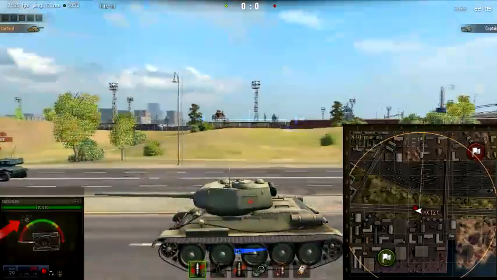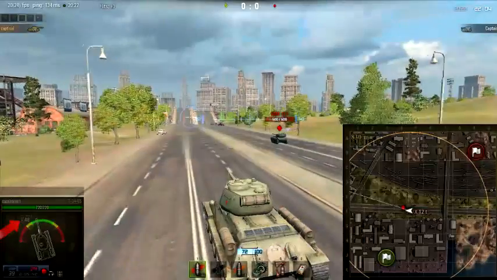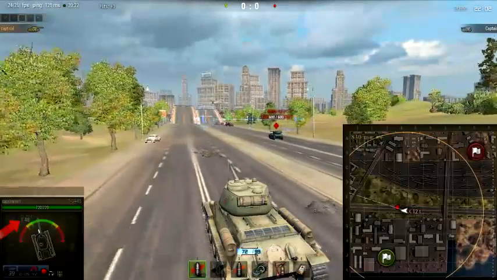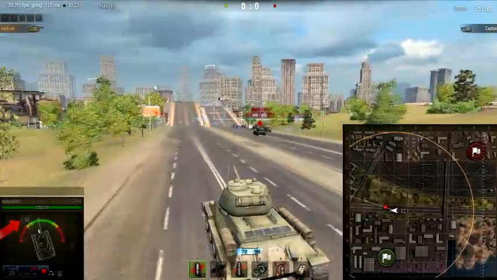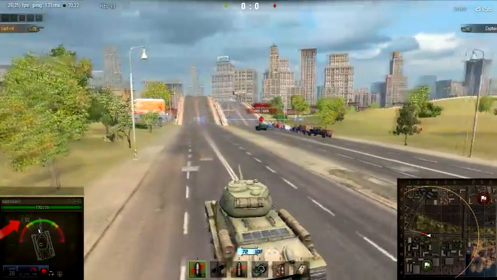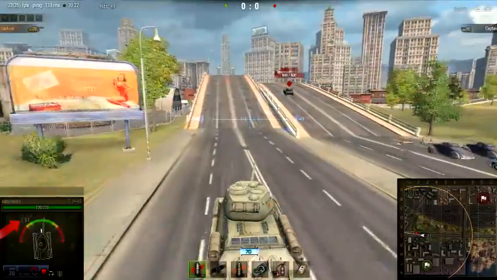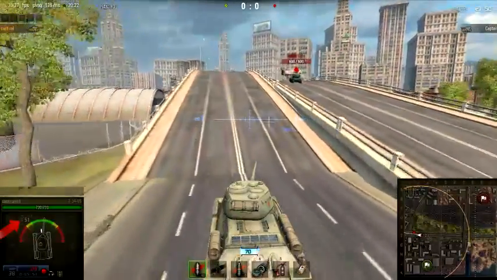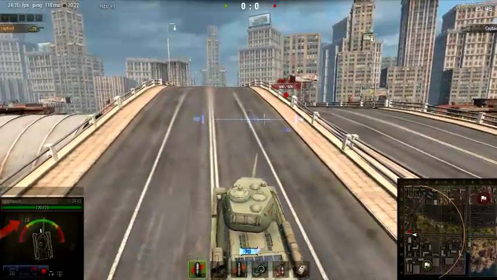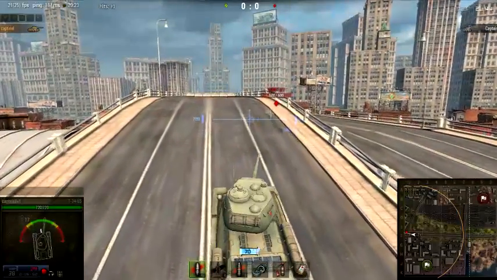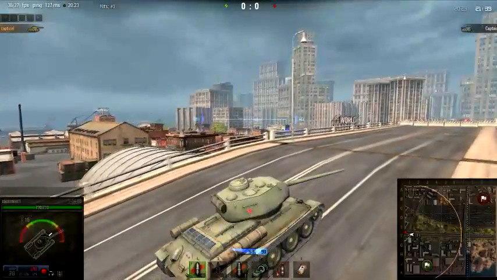So we're accelerating to our max speed, but really we're just showing velocity going west. That's about it.